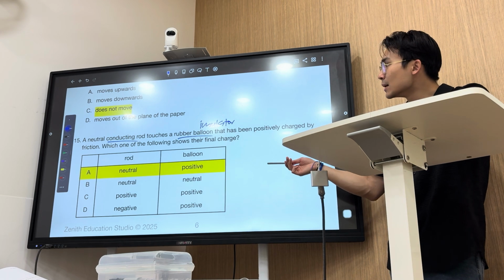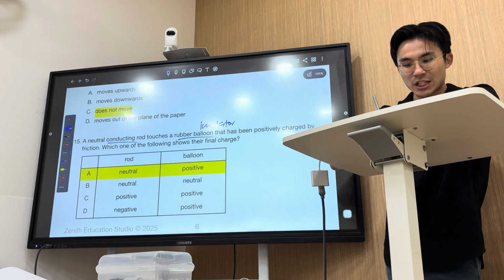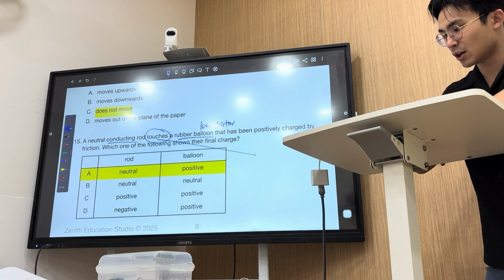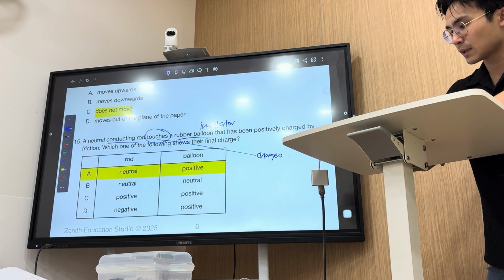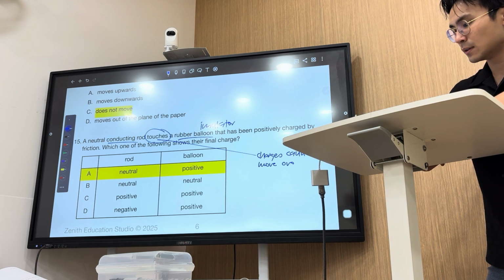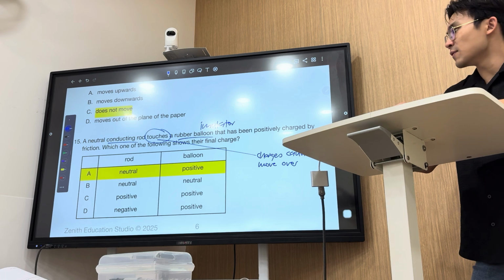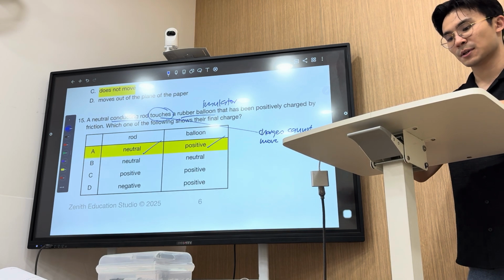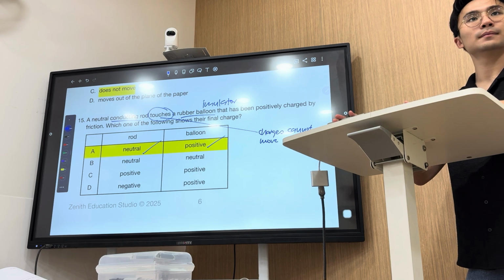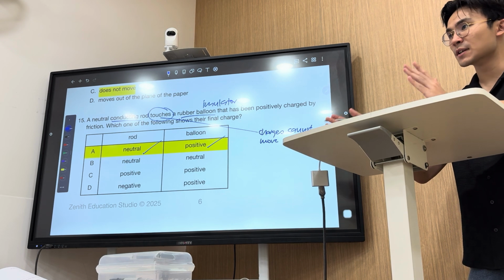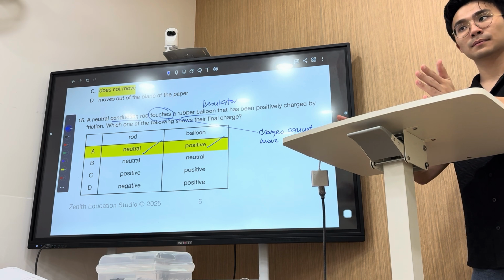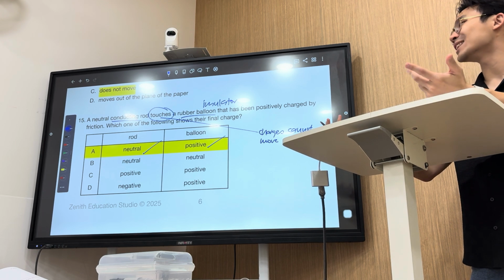But am I rubbing? I'm not. I'm touching. The fact that you touch, your charges cannot move over. You cannot achieve anything. There is no flow of charges. The rod stays neutral. The balloon stays positive. If it was a conductor versus conductor, different scenario. So nothing happens. Not literally nothing happens.